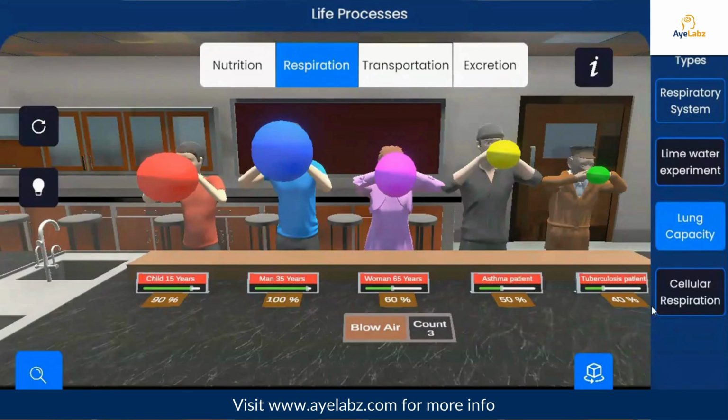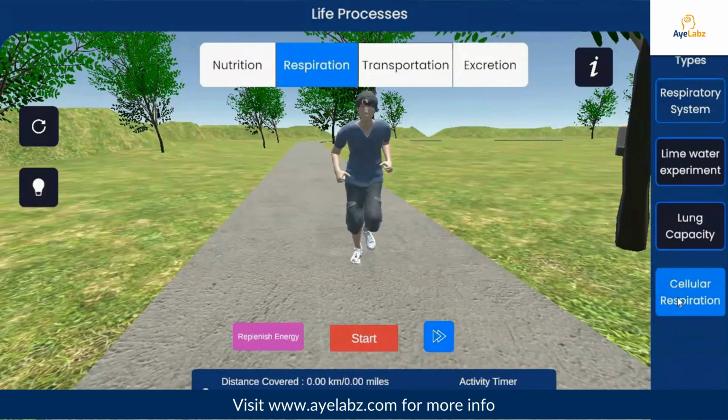Now let's understand what is cellular respiration. Cellular respiration is a set of metabolic reactions occurring inside the cells to convert the energy obtained from the food into a chemical compound called ATP, that is adenosine triphosphate.